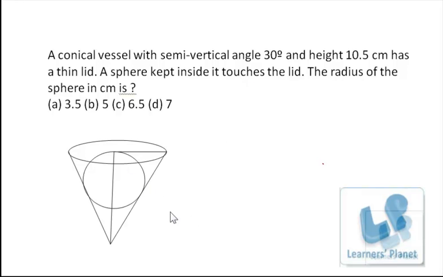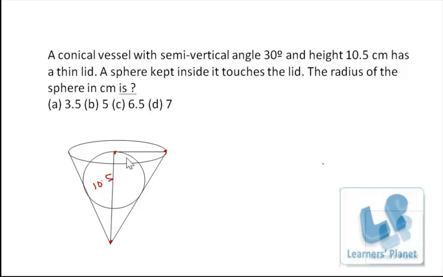So I have drawn a rough sketch over here. This is the cone and this is the sphere, and the radius of this particular sphere we have to find out, right? And this sphere is touching the lid of this cone, right? Now the height from this point to this point is given to us as 10.5 centimeter. That is actually the height of the cone. Okay, now this is the radius of the cone, this is the height of the cone.